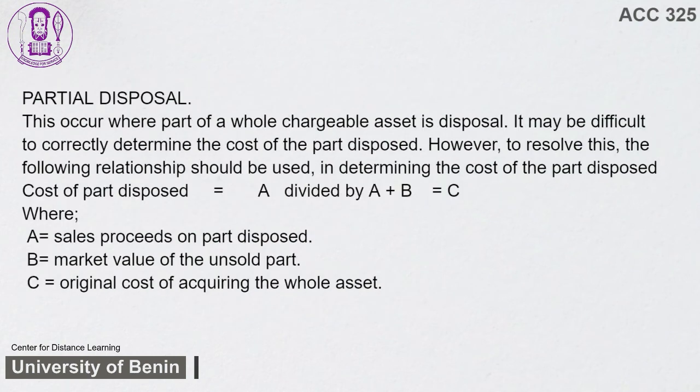Partial disposal. This occurs where part of a whole chargeable asset is disposed of. It may be difficult to correctly determine the cost of the part disposed of. However, to resolve this, the following relationship should be used in determining the cost of the part disposed. Cost of part disposed equals A divided by A plus B, times C, where A equals sales proceeds on part disposed, B equals market value of the unsold part, C equals original cost of acquiring the whole asset.